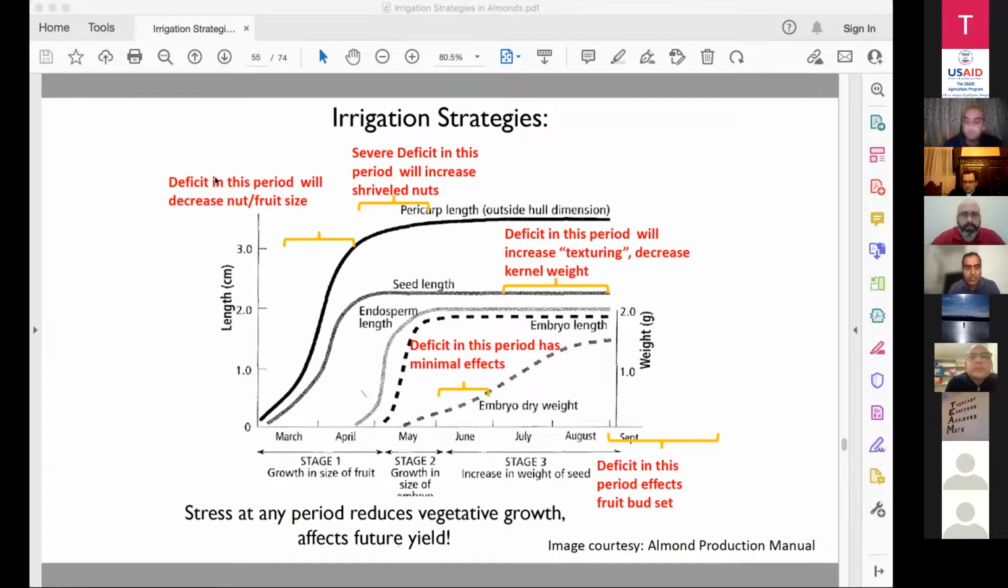So let me do 23 pounds per. Okay. So the typical yield that I was talking to you about translates, in California, to about 10 kilos per tree.